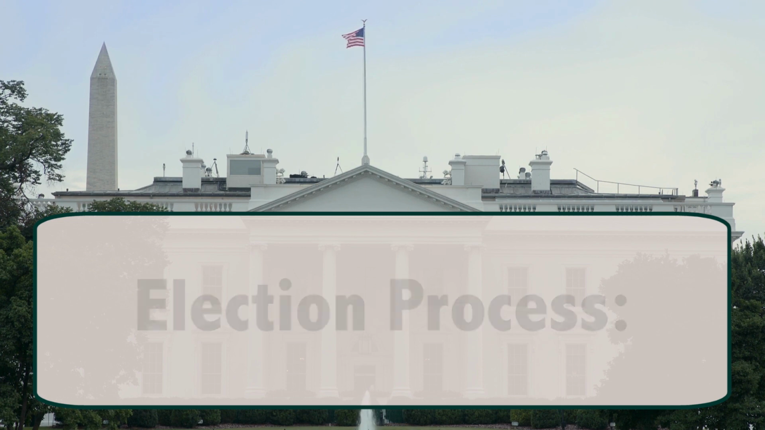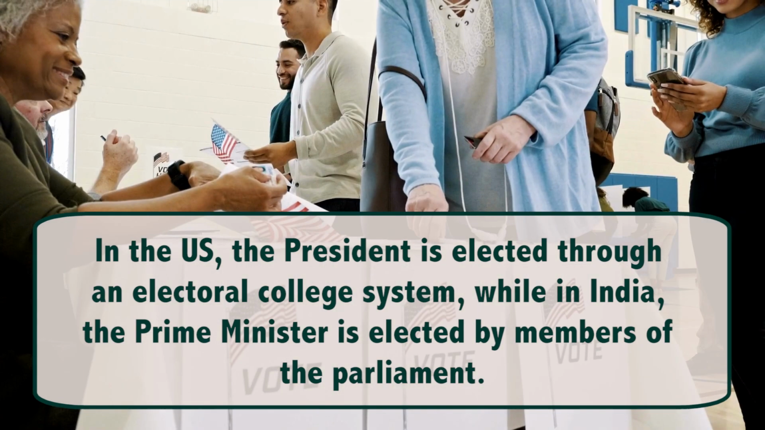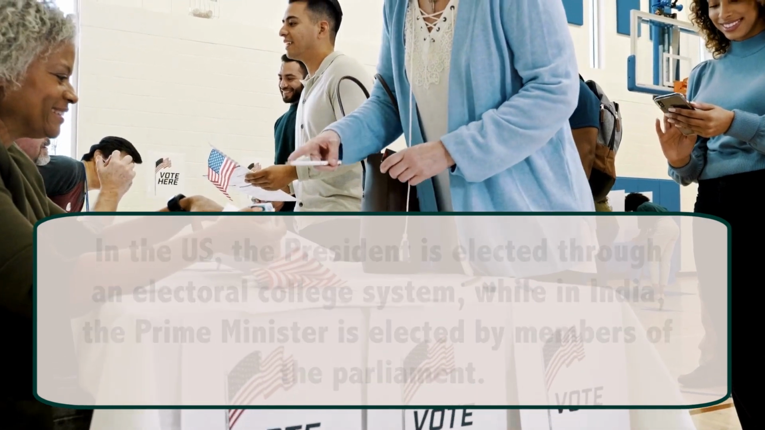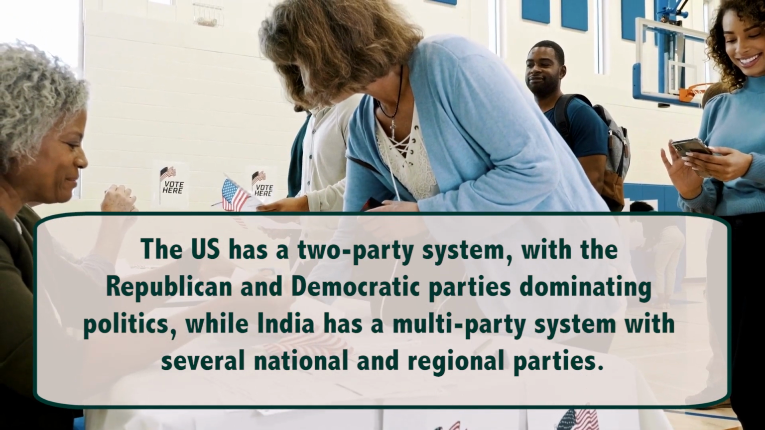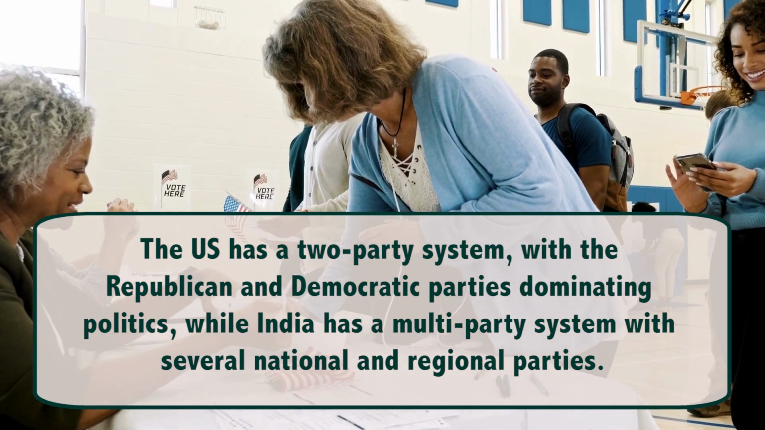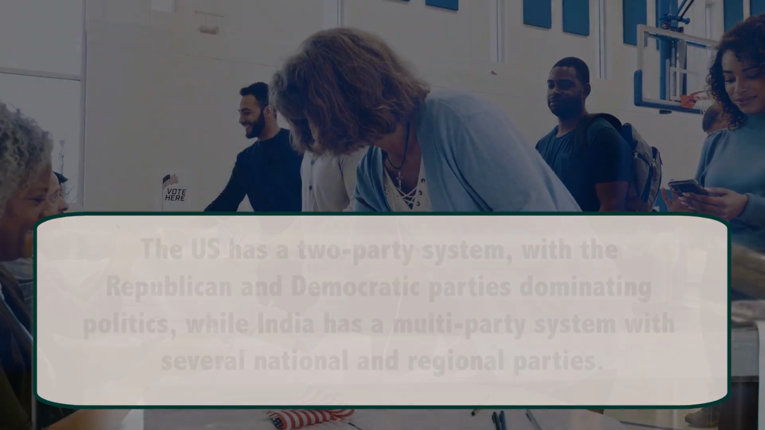Election process. In the U.S., the president is elected through an electoral college system, while in India, the prime minister is elected by members of the parliament. The U.S. has a two-party system, with the Republican and Democratic parties dominating politics, while India has a multi-party system with several national and regional parties.